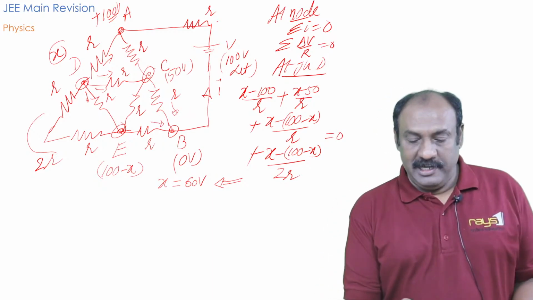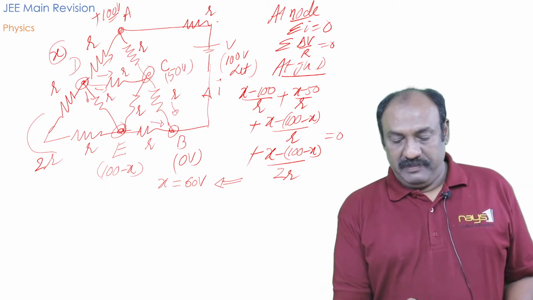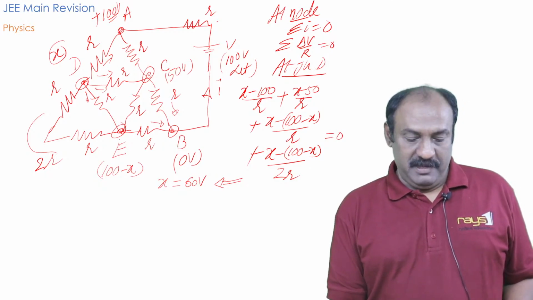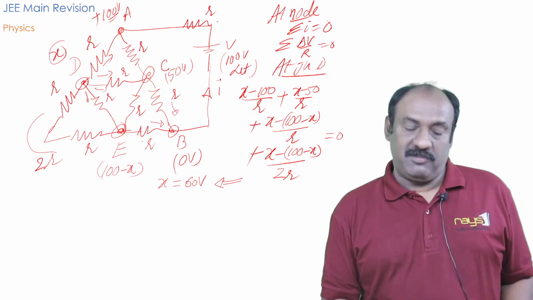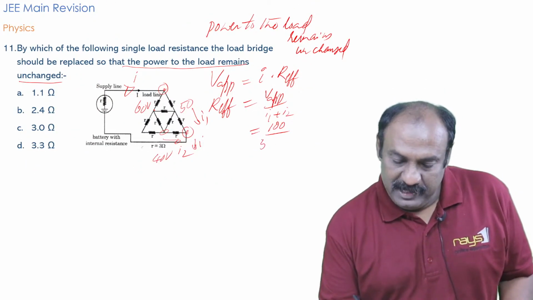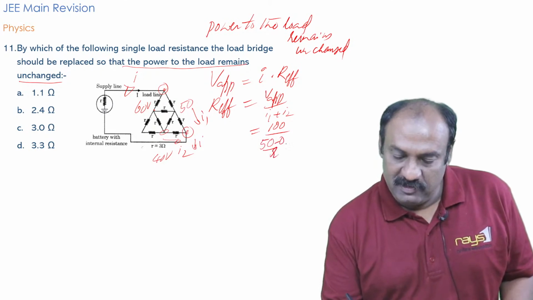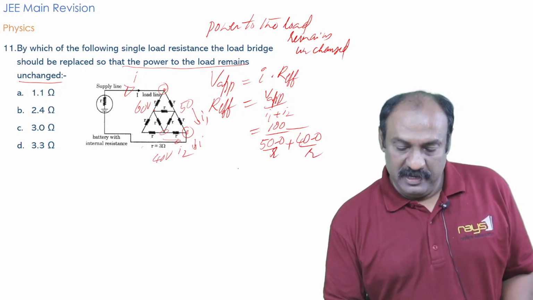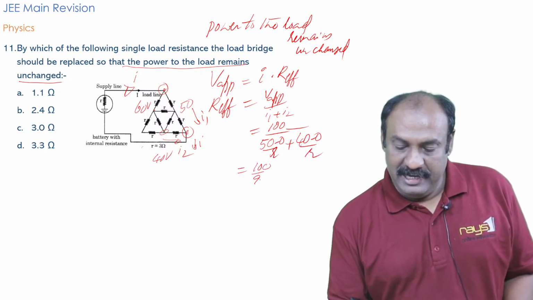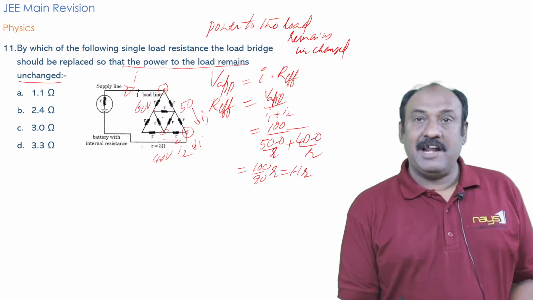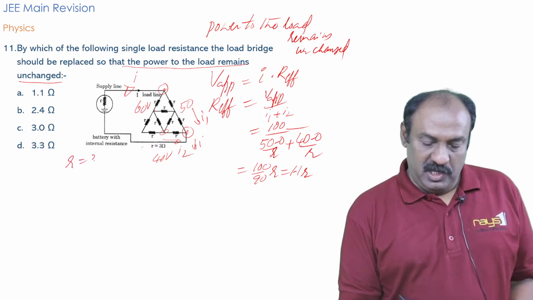So what is the current through C to B? 50 minus 0 by resistance R. Current from E to B, 40 minus 0 by resistance R. So it is 50 minus 0 by R plus 40 minus 0 by R. Therefore it is 100 by 90 R, that equals 1.1 R. But what we want is R effective. So what is the small r value? R equal to 3 ohm is given.